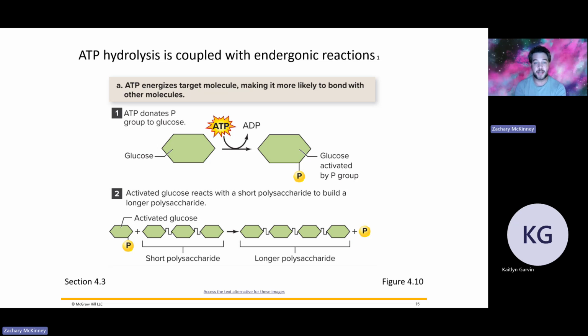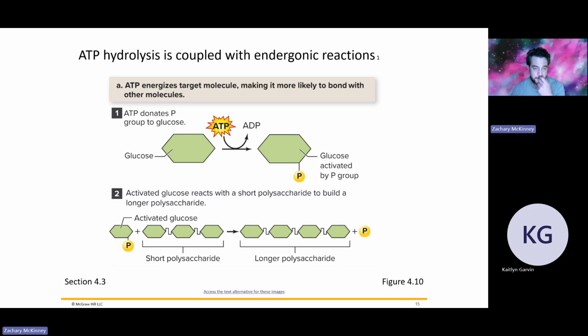Activated means that it's more likely to bond. And so now this one glucose monomer, because it's been activated, is more likely to bond in this little polymer chain. And when it does, it's now added to this polysaccharide, the phosphate is released, and this phosphate can then be added back to an ATP. You can reattach it. It's reusable. So it's a really efficient process in that sense.